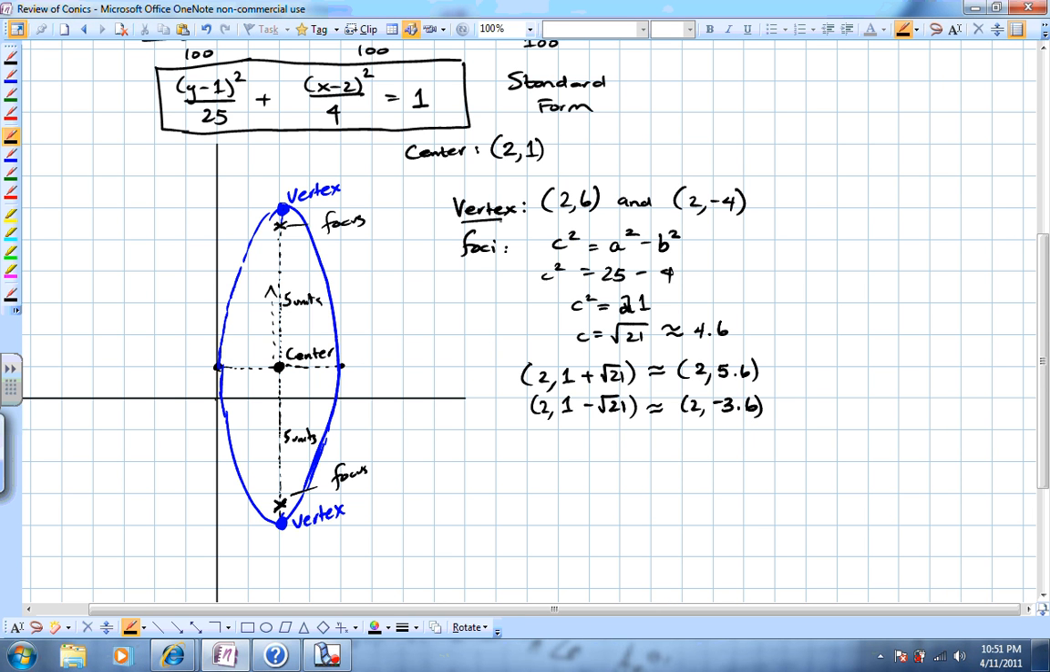Okay. There you have the vertex and the foci. And that's the information that was needed for the ellipse.